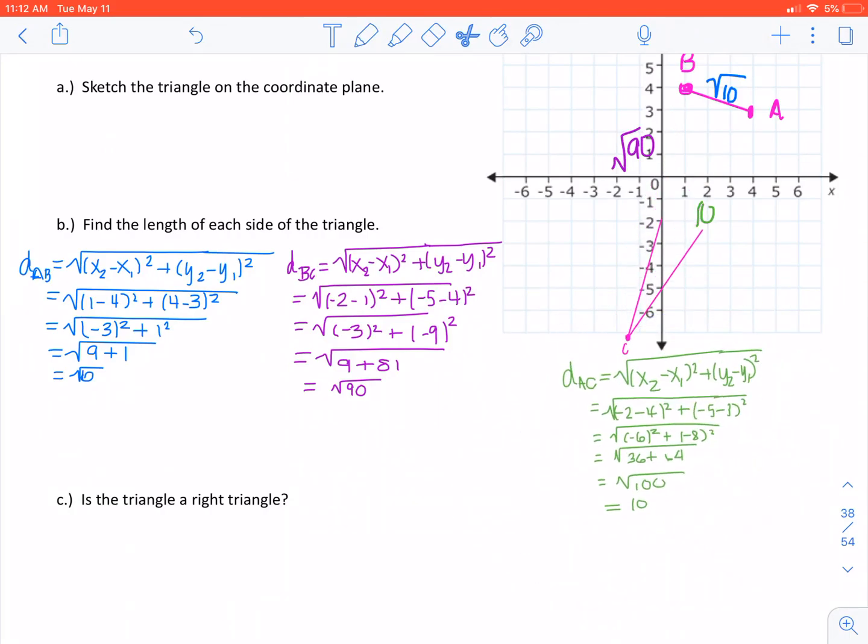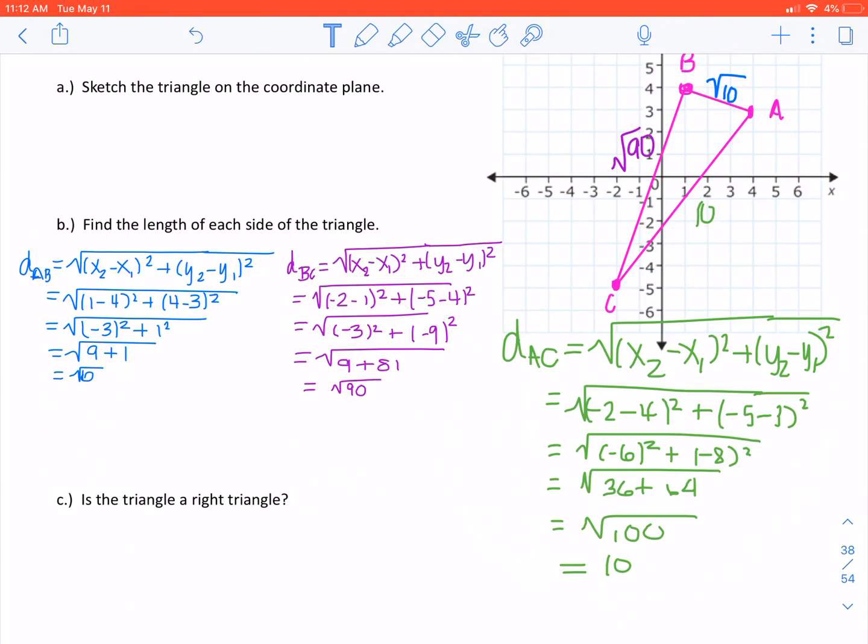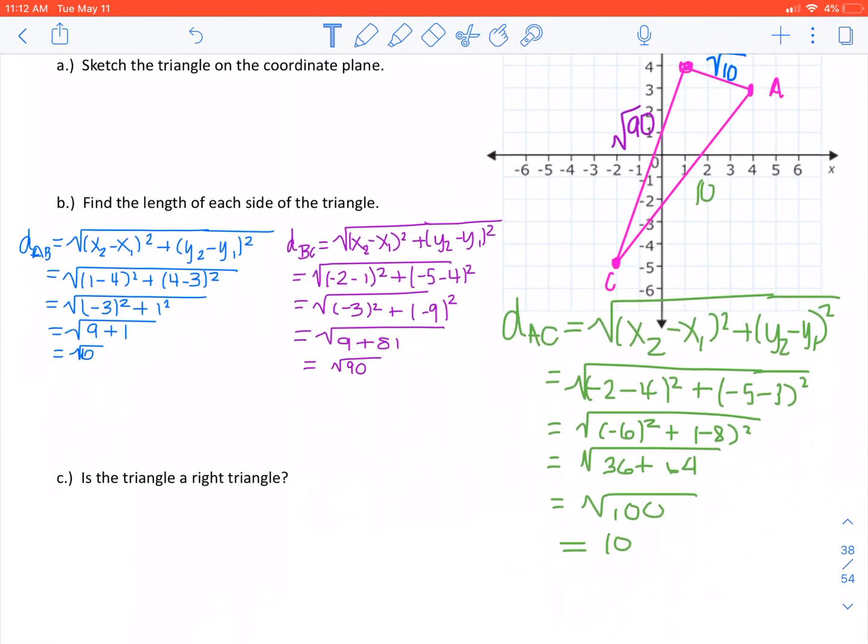Okay, so now we have, let's undo that. I got that part in. I don't need to make it a little smaller. You can keep it just like that. All right, so the question says, is it a right triangle? So now that we have all three sides, we can use the Pythagorean theorem to see if it actually works.